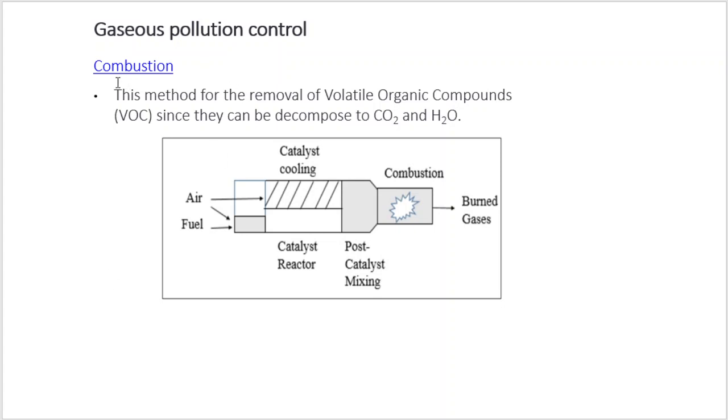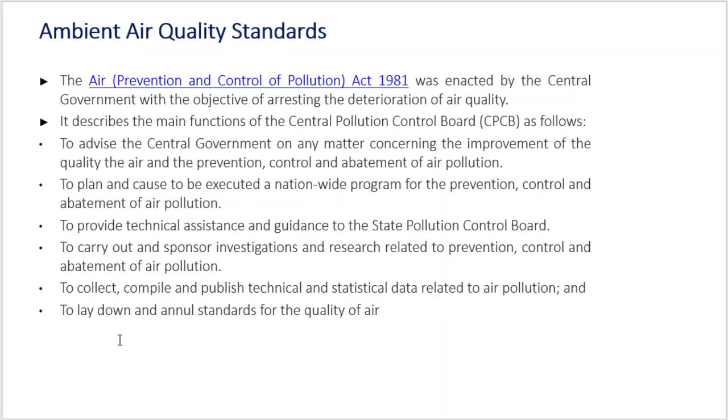And the last one is combustion. This method is used for the removal of volatile organic compounds, since they decompose to CO2 and H2O. Here we can see the working principle of that. Here is air inside, here is fuel, here is catalyst cooling, and here is the catalyst reactor. Post catalytic mixing happens, the air and fuel, later the combustion happens, and later the burnt gases are out. This is the gaseous pollution control combustion method.